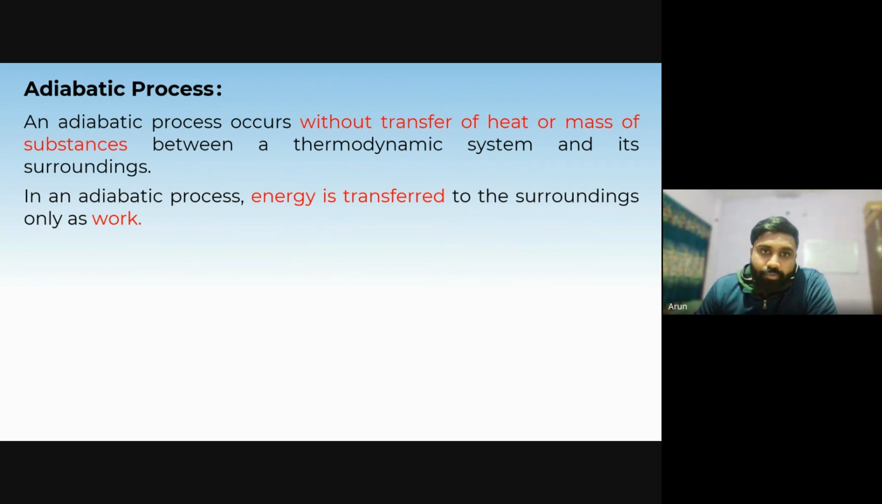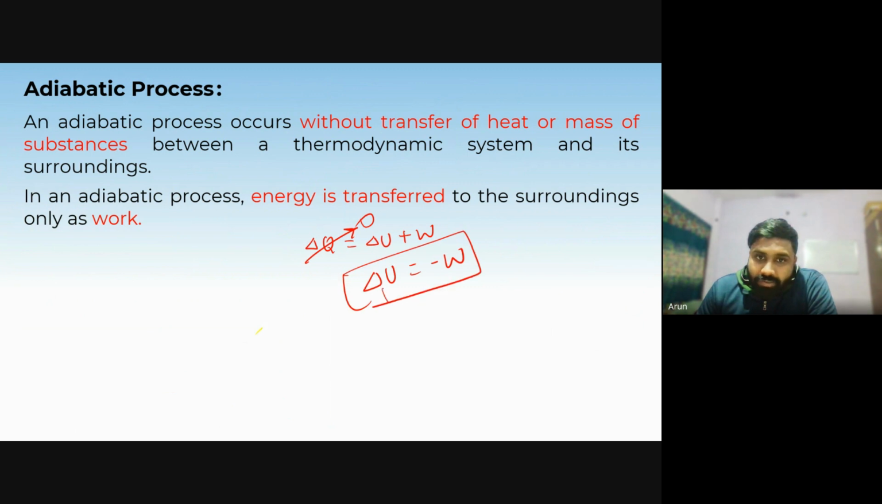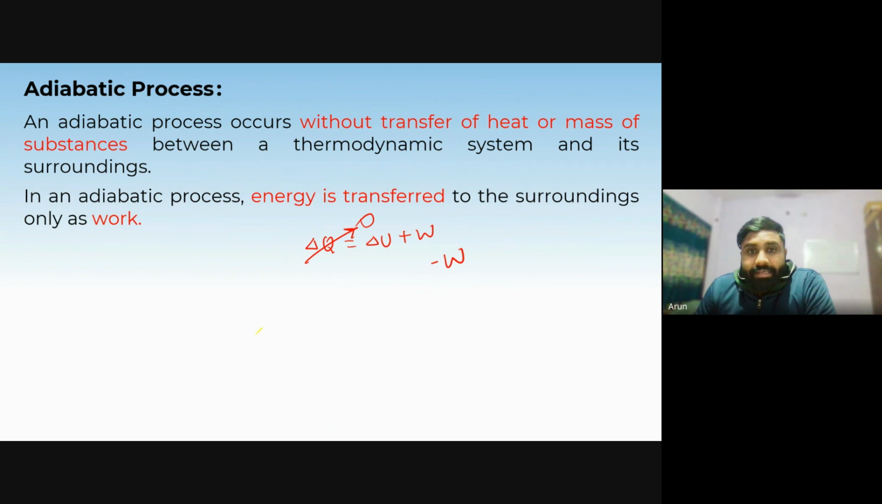One very important piece of information I want to give you in this process: from the first law of thermodynamics, we know that delta Q is delta U plus W. So if heat transfer is zero, which means delta Q is zero, all the work done here will be at the expense of the internal energy of the system. So the system doing work in an adiabatic process will use its internal energy, because there is no heat you can give.